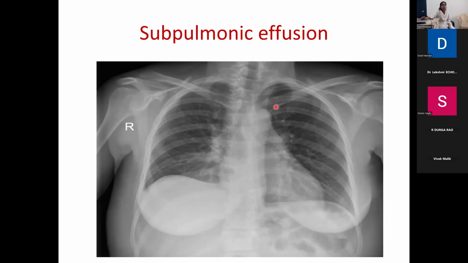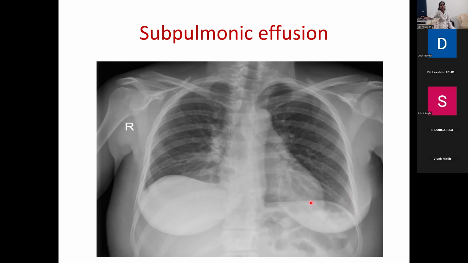So what about this X-ray? Most of the people will comment it is a completely normal X-ray. But I say this is not a normal X-ray. There is an effusion hidden here. So first you go for the CP angles. The CP angles are clear, it is not obliterated. But what is the difference here?